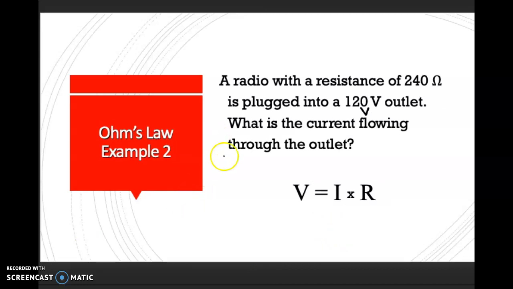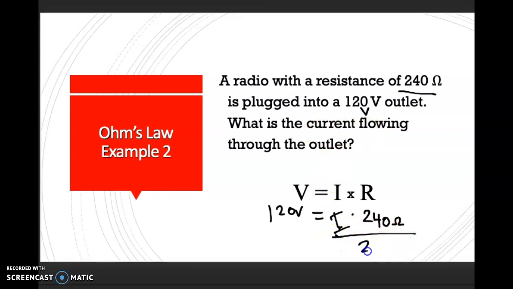A radio with a resistance of 240 ohms. So that's going to be my R, my resistance. I'm going to put 240 ohms. Is plugged into a 120 volt outlet. So 120 volts, that's my voltage. So I'm going to put it here. Sorry for the messy handwriting. I'm learning how to do this digitally. It says, what is the current flowing? So I'm looking for the letter I. How can I get I by itself?